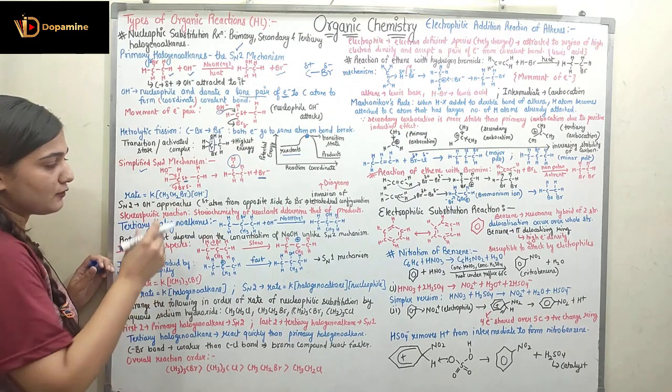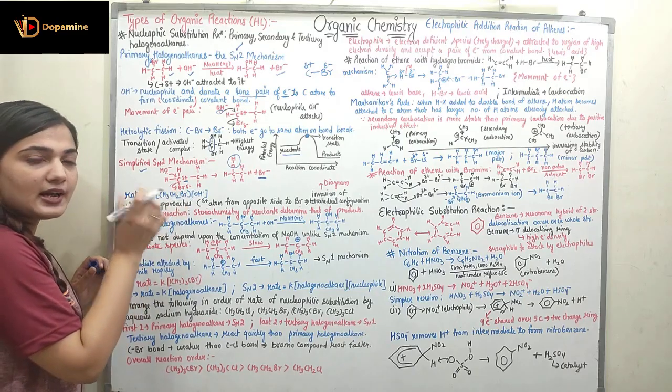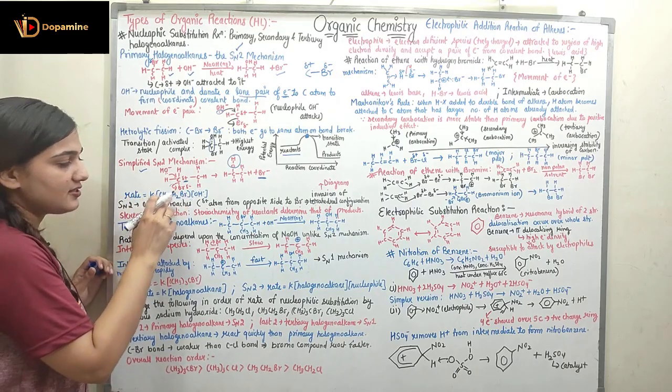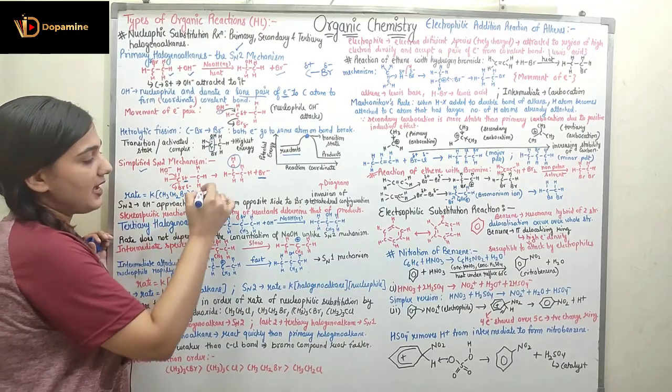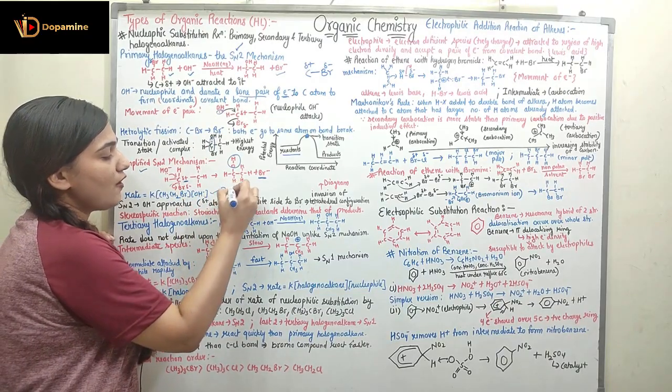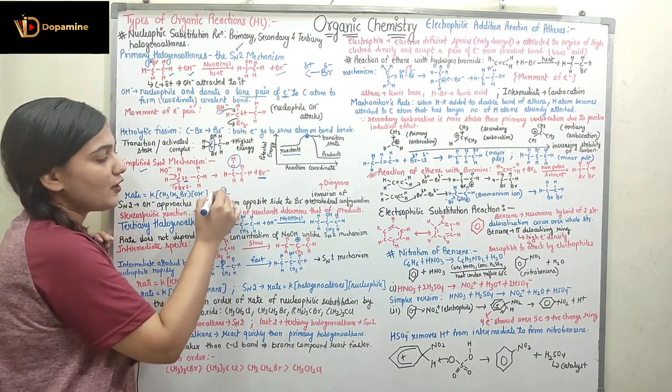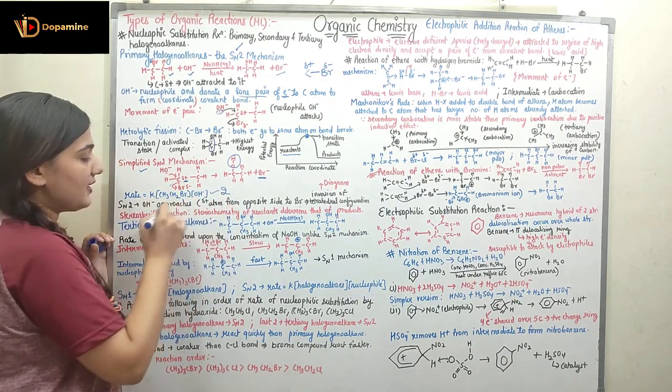the concentration of OH negative also. So the rate is dependent upon the initial reactant, CH3CH2Br, as well as the concentration of the hydroxyl ion. This is the reason it is an SN2 mechanism. It is of order 2. You can see the order here is 2.